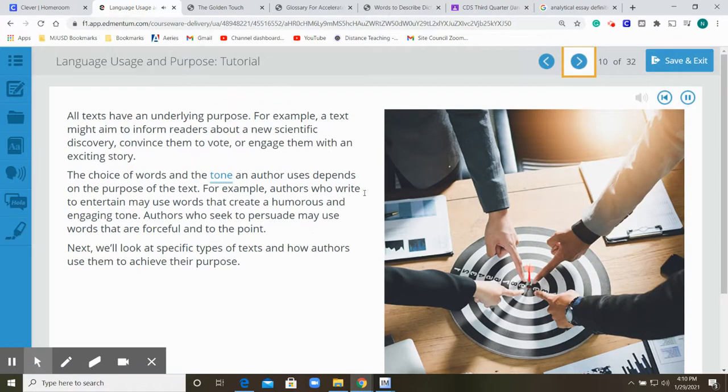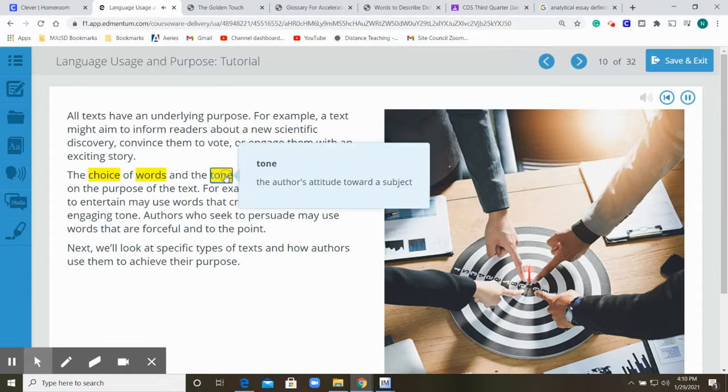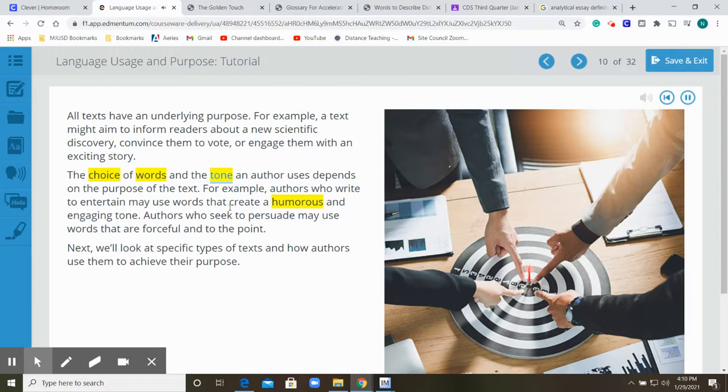All texts have an underlying purpose. For example, a text might aim to inform readers about a new scientific discovery, convince them to vote, or engage them with an exciting story. The choice of words and the tone an author uses depends on the purpose of the text. For example, authors who write to entertain may use words that create a humorous and engaging tone. Authors who seek to persuade may use words that are forceful and to the point. Next, we'll look at specific types of texts and how authors use them to achieve their purpose.